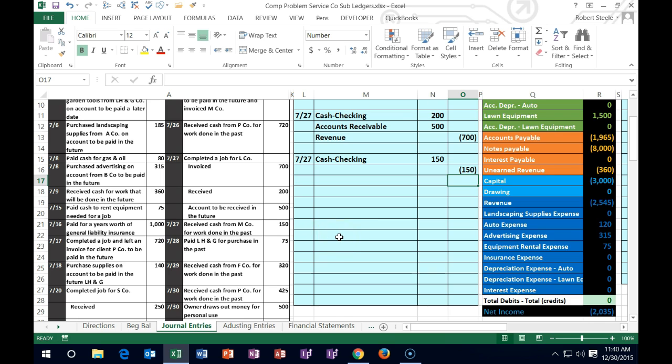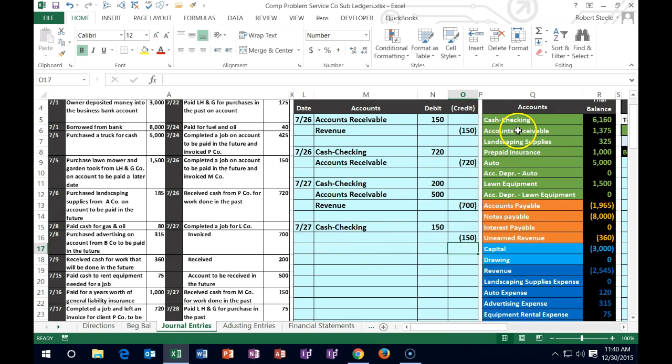Well, we did work, but we're not going to credit revenue because we didn't do the work now. We did it in the past. How do we know that? Because it says we received it for work done in the past. Therefore, we have already recorded the revenue, and we recorded an IOU from this customer.